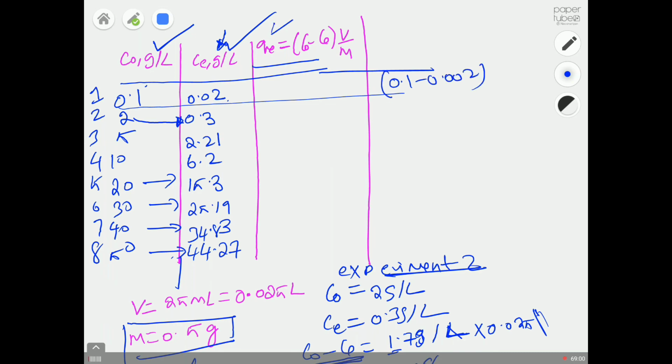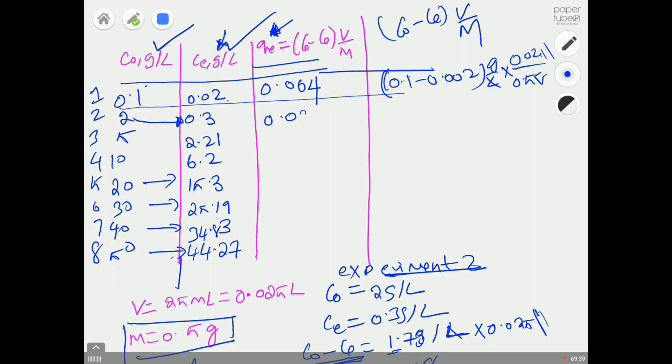QE is the amount adsorbed per gram of your adsorbent material. So that's the formula: C0 minus CE, times V, divided by M. So 0.1 minus 0.002, we are expressing concentration in grams per liter, multiplied by 0.025 liters, the volume of our solution, divided by the mass we added, 0.5 grams. So liters get cancelled, and you will get a value of 0.004. Here you will get 0.085.